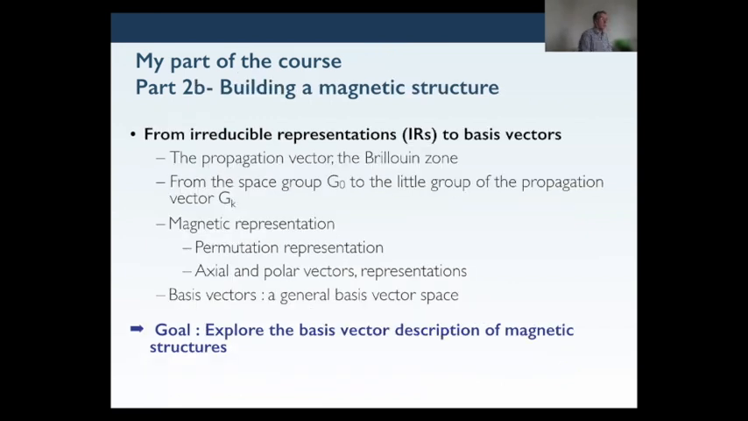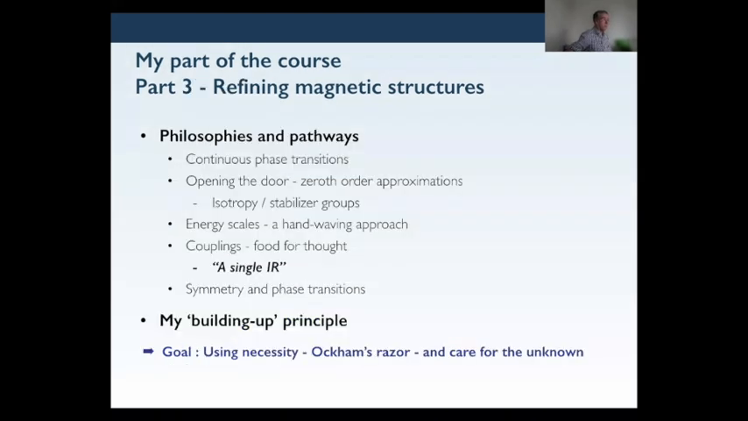We need to go to irreducible representations, and then we need to go further to basis functions. We need to start off with the Brillouin zone and the propagation vector, work through the space groups, and start thinking about how the different symmetries involved in a magnetic structure are changed or are related according to the different symmetry elements that we have. And in general, we want to end up with a set of basis vectors that we use to describe our different types of magnetic structure. So I'd like to explore the basis vector description of magnetic structures.